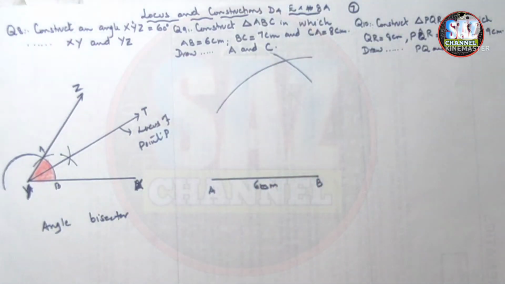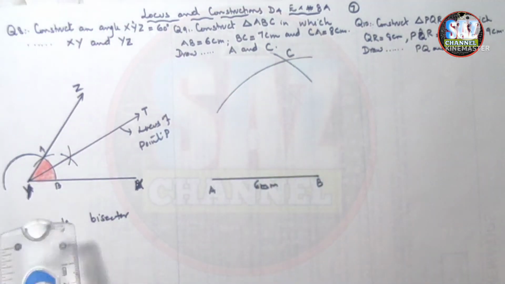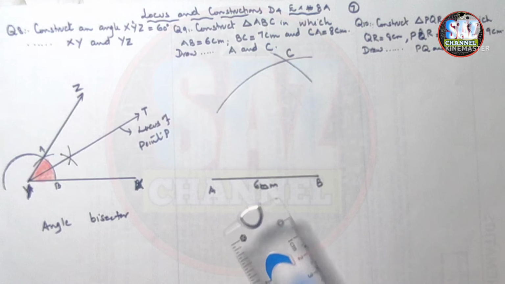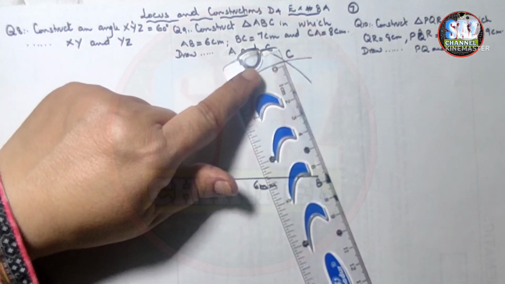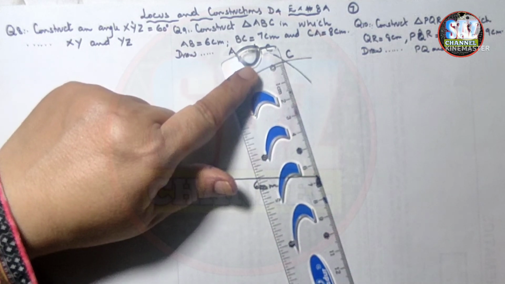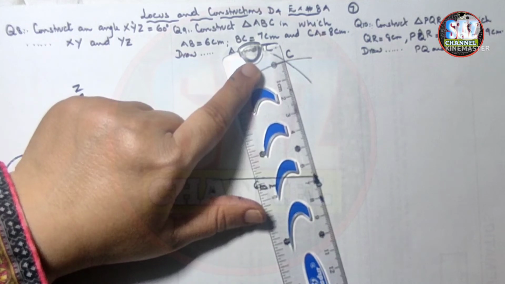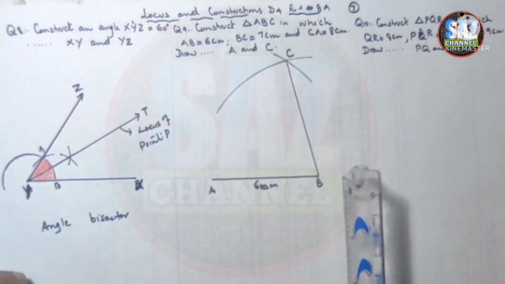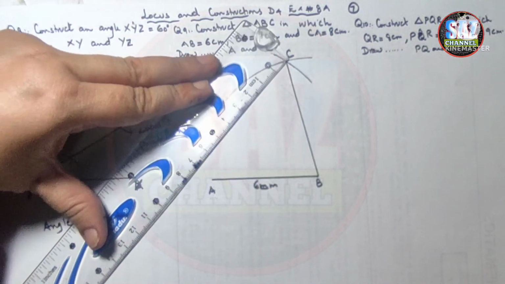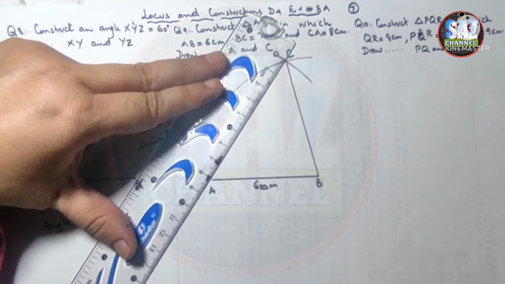So the point where both arcs are meeting has to be labeled C, because we need to construct triangle ABC. AB is 6 centimeter and BC is 7 centimeter. Join B to C, 7 centimeter, and then A to C is 8 centimeter. This is 8 centimeter.